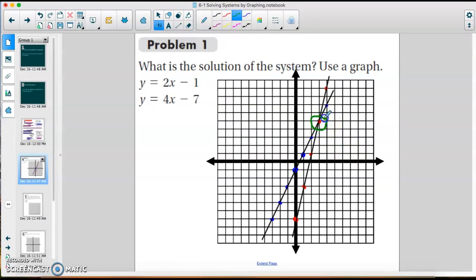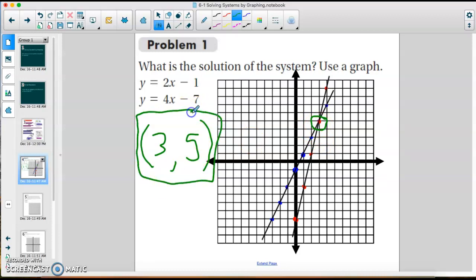This is our solution. That's what we were looking for, is that point where they intersect. And so your final answer is always in a coordinate point. Okay, I'm going to make a big deal out of that. It's always a coordinate point. And our coordinate point is: we go over 3, and we go up 1, 2, 3, 4, 5. We go up 5. So this is our solution.